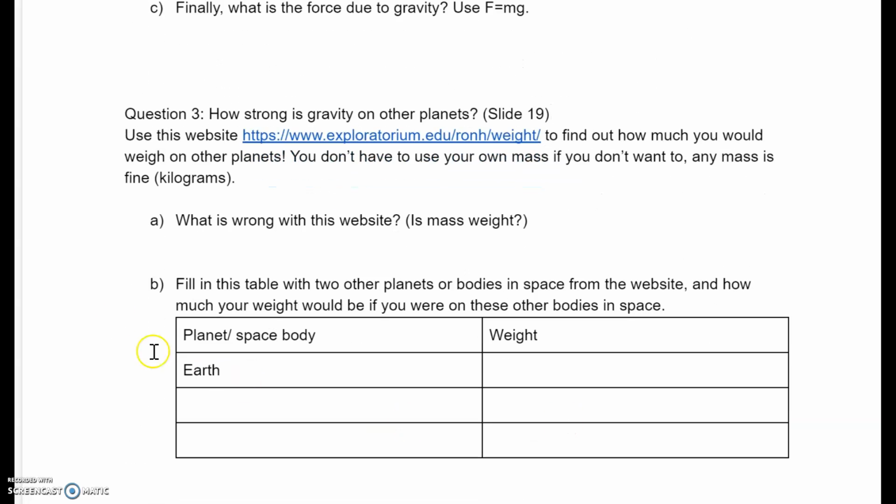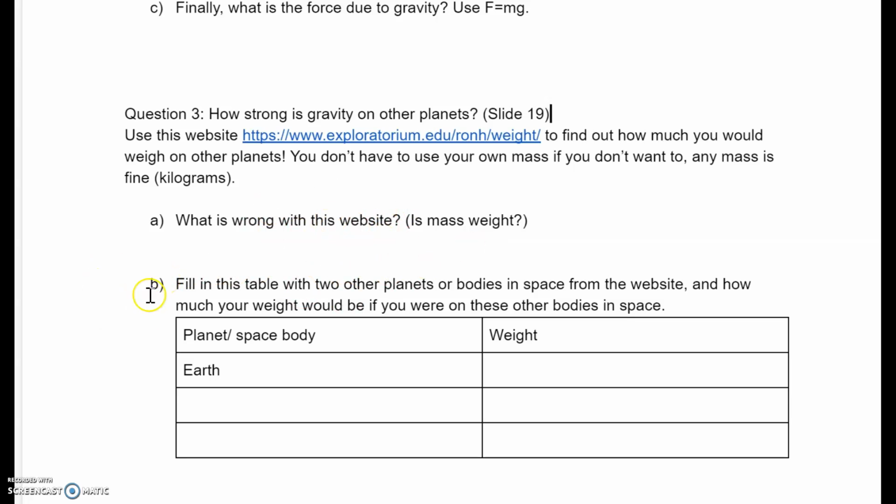And the final question here, question 3, how strong is gravity on other planets? This is from slide 19. Use this website to find out how much you would weigh on other planets. You don't have to use your own weight if you don't want to. Any mass is fine in kilograms. So part A is what is wrong with this website? And it's just asking here, well, part of this is mass weight? If you read through this website, it will hopefully be clear of what is wrong with this website.